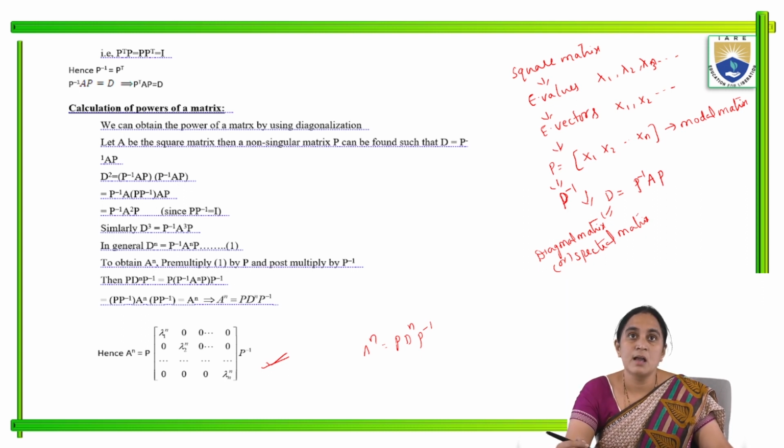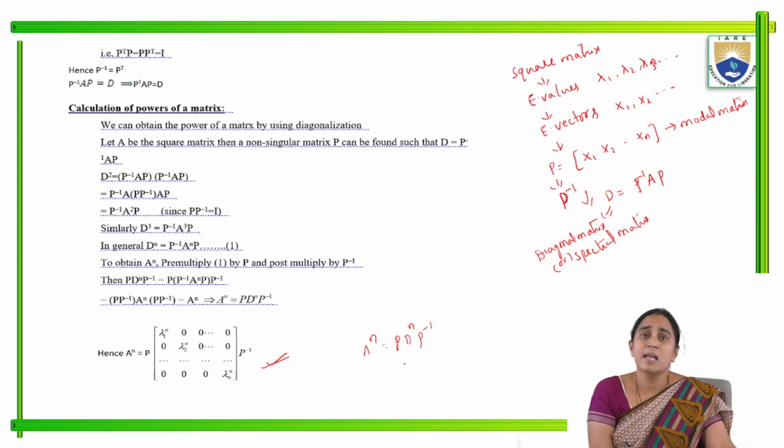After that, sometimes they ask for the calculation of powers of a matrix. What about the formula for that? A power n is equal to P into D power n into P inverse. What about P? That is the modal matrix, P inverse is the inverse of that matrix, and D power n is the power of the diagonal matrix. Multiply these. This is the calculation of A power n.